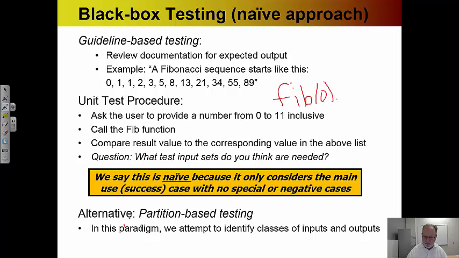So I'll call fib 0, and it should equal 0. Then fib 1 should equal 1, and so forth. So I'll map the result to one of the output results in the corresponding list.